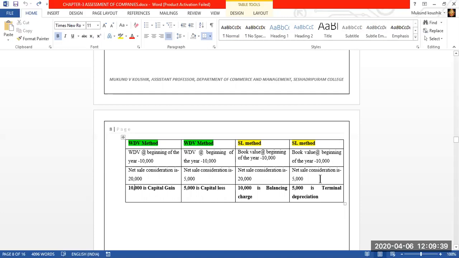Then again, in case of the straight line method of depreciation, if your book value at the beginning of the year is 10,000 and we are selling the same asset for 5,000, that means you are incurring a loss of 5,000. Whatever 5,000 loss you incurred, you cannot consider it as capital loss, but it should be treated as terminal depreciation. Now, I hope you have understood what is capital gain, what is capital loss, and when you have balancing charge and when you have terminal depreciation. I hope I have made these concepts clear to you. So this is with regard to terminal depreciation as well as balancing charge.